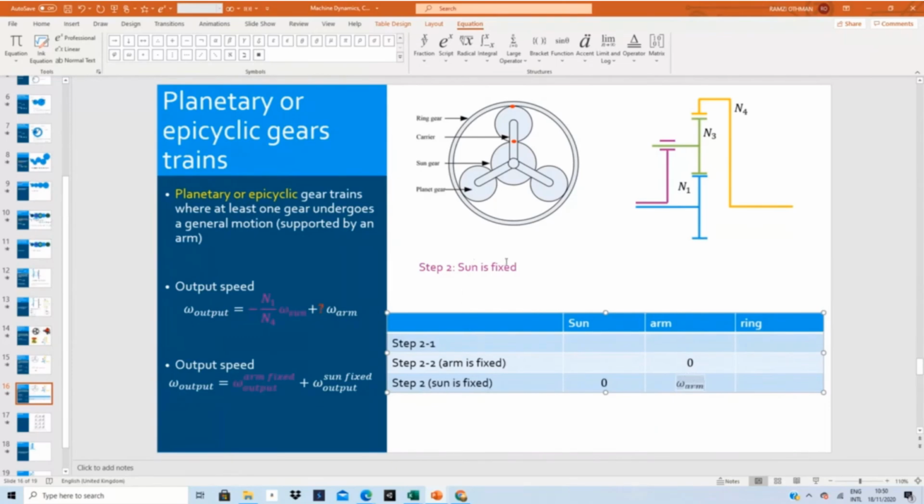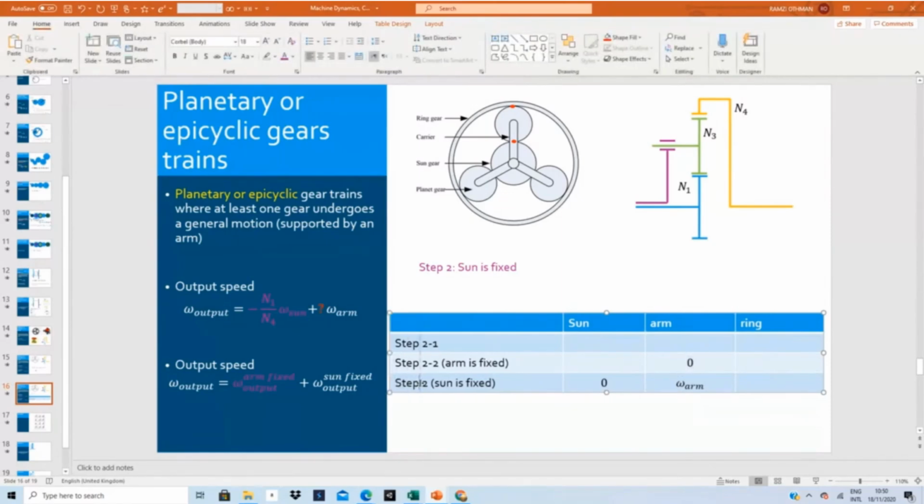Step 2: the sun is fixed, and I want to see here the effect of the arm. But I will assume in the second sub-step that the arm is fixed, to have at the end the superposition of the two first steps. So step 2 is the sum of step 2,1 and step 2,2. If I want omega r in step 2, and in step 2,2 it is 0, then of course step 2,1 will be omega r. Why? If I add omega r plus 0, it will be at the end omega r.